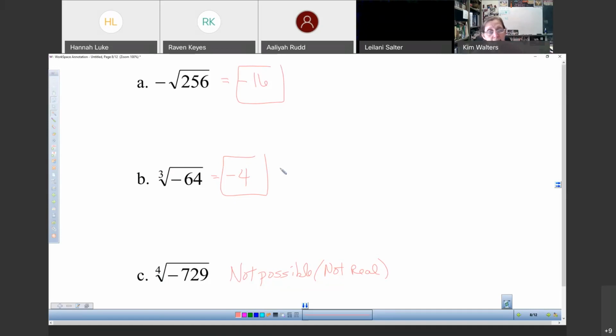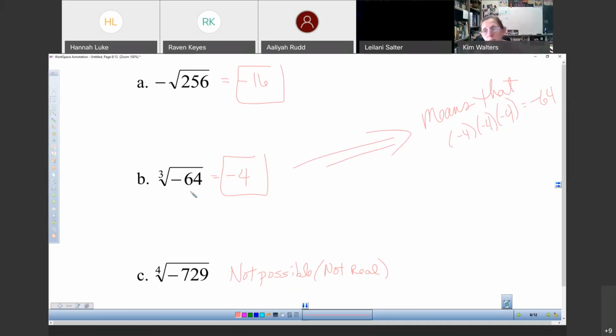What this means is that negative 4 times negative 4 times negative 4 equals negative 64. And that's what I had underneath that. That's all a cubed root is. It's this really cool little thing.